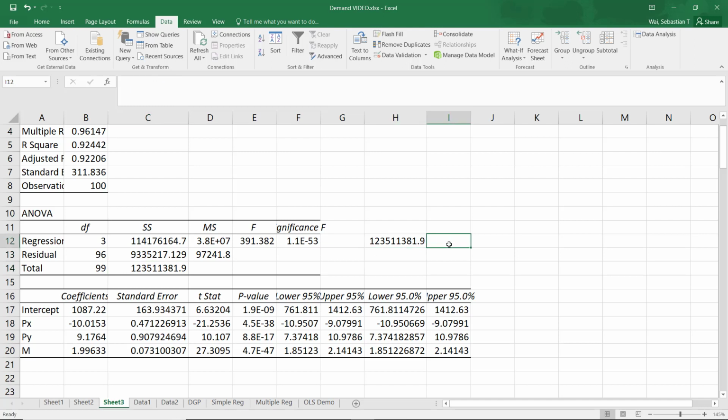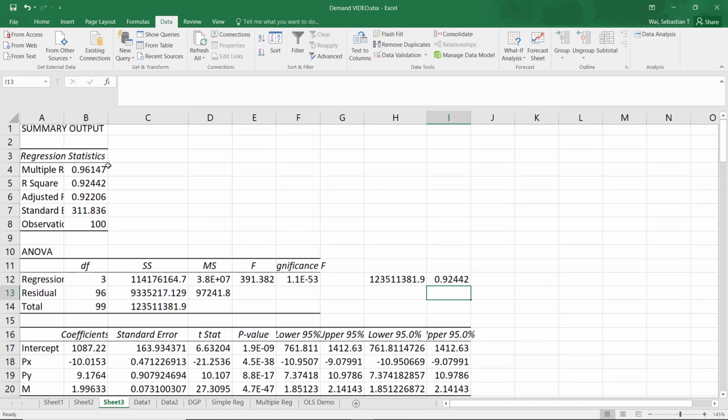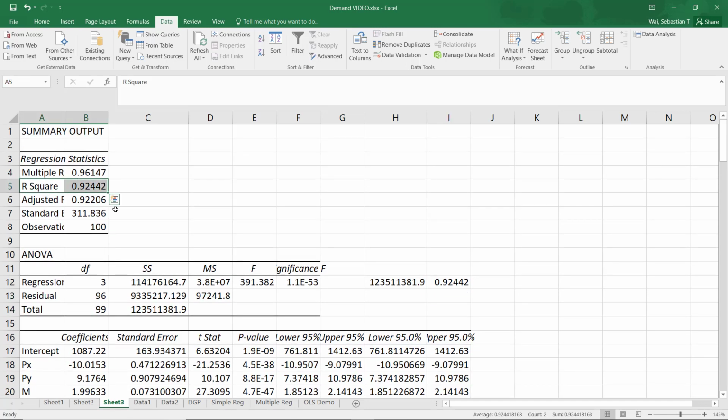To calculate the r squared, we take the ESS and divide it by the TSS. So our r squared here is going to be 0.924, and we can see that that lines up right here where the Excel output says r squared. What this tells us is that 92.4% of the variation in quantity can be explained by these three variables. The remaining 7.6% is explained by some other factors that we have not measured.